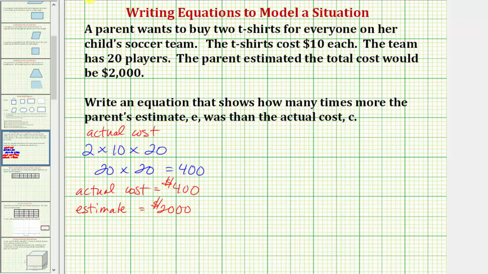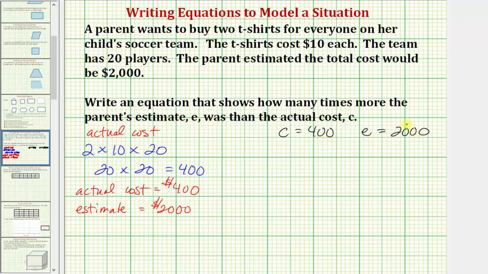And now before we write our equation, we're asked to use the variable E to represent the amount of the estimate and C to represent the amount of the actual cost. So we know that C is equal to 400 and E is equal to 2,000. And again, we're asked to write an equation that shows how many times more the parent's estimate E was than the actual cost.